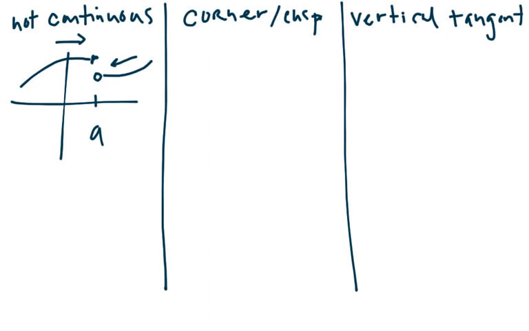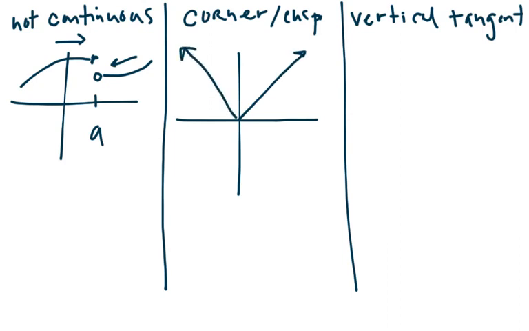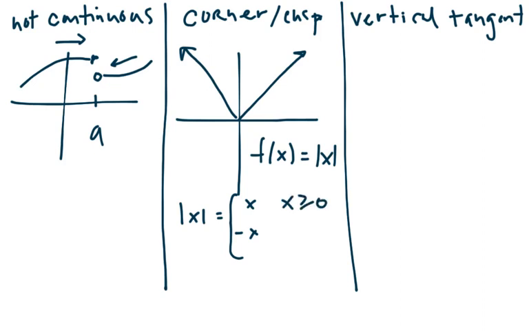Another thing to look out for is a corner or a cusp. So if we look at the absolute value function, it looks like a V. So this is f of x equal to the absolute value of x. Hopefully you've seen that the absolute value of x can be written as a piecewise function, where it's equal to x for positive values of x, and negative x for negative values of x. And if you think about it, it's really two lines going tail to tail here. This is a straight line, x, and this is the straight line, negative x.